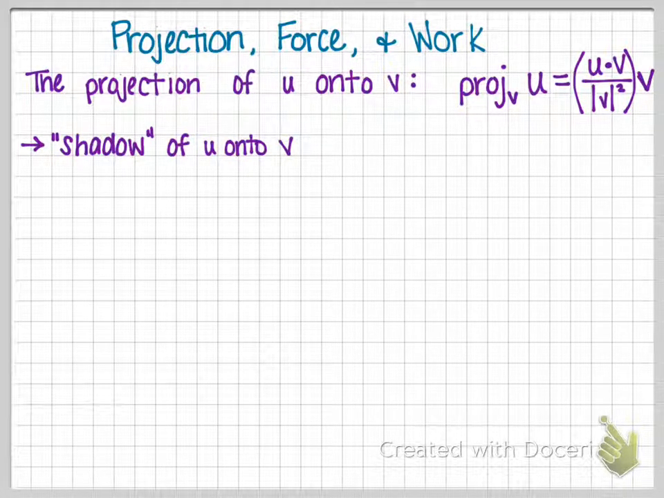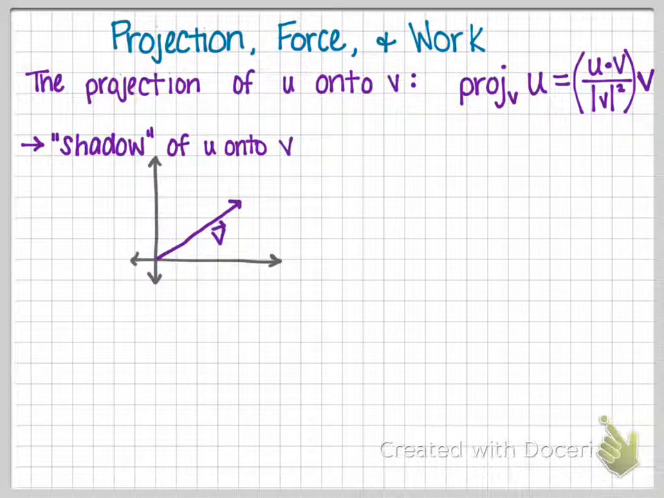So let me draw you a picture so I can show you exactly what I mean. So maybe I have a little coordinate plane right here. And I will have my vector v right here. There's my vector v. All right. And then I'll have my vector u. Maybe he will be up here somewhere. He is vector u.